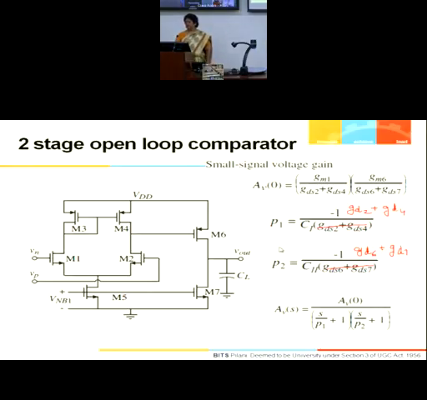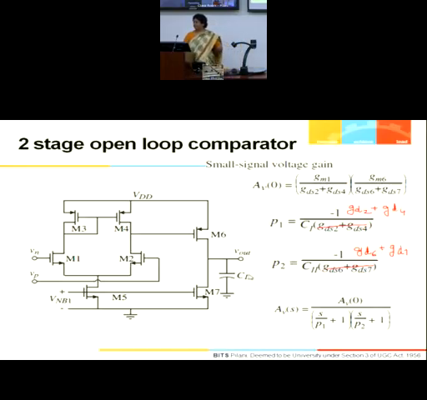Now it will have two poles. So P1 is 1 upon RO2 parallel RO4 multiplied by CL. Or you will get GD2 plus GD4 in the numerator, divided by the capacitive loading present over here. So this should not be in the denominator, this should be in the numerator. Conductance should come in the numerator.